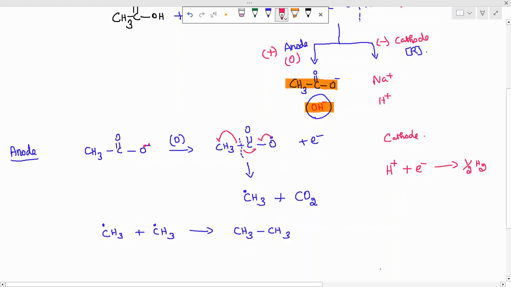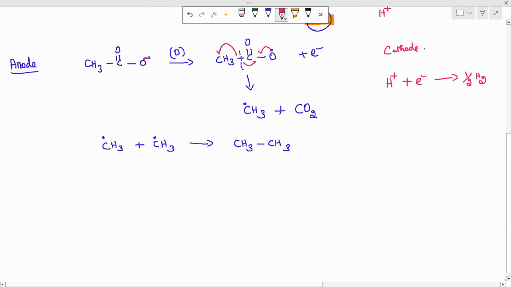And one more thing, you should be very clear on this point. Actually, Na plus and OH minus parts are remaining in the solution, right? Na plus and OH minus. So the solution gets basic. We have a pH greater than 7 in the solution compartment, because Na plus and OH minus remain as such. Hope you have understood that point.